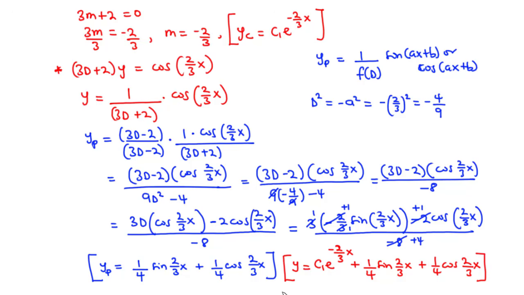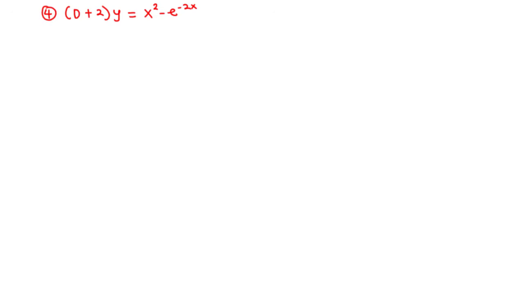So for example 4, this time we have g of x to be the sum of two functions. So how do we solve this type of differential equation? Let's do that together. Straight away, let's find yc. So we have m plus 2 equals 0. We have m equals negative 2. Therefore, we have yc to be equal to c1 e to the power negative 2x.